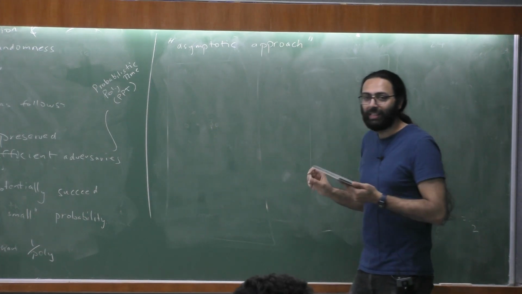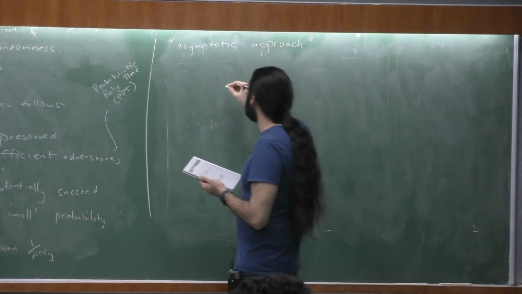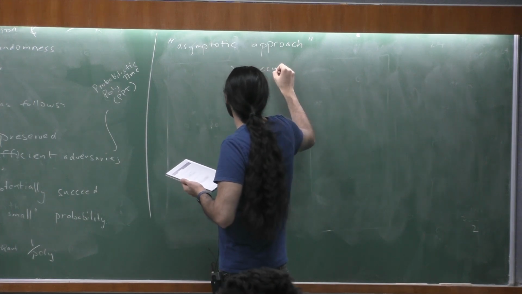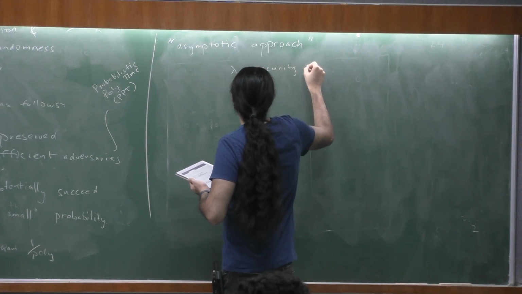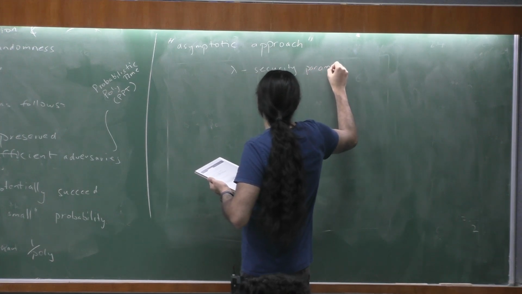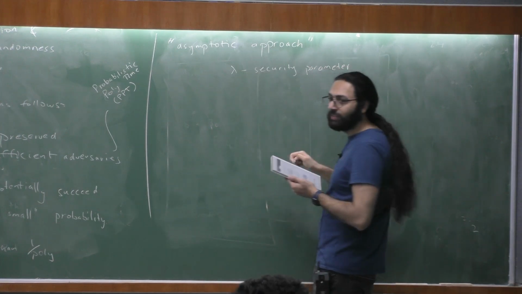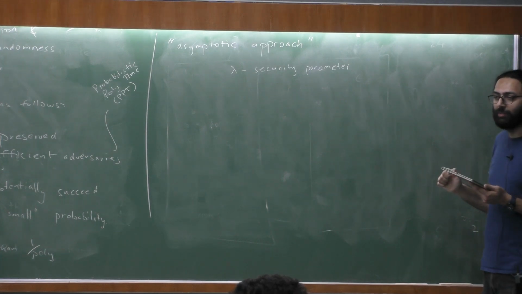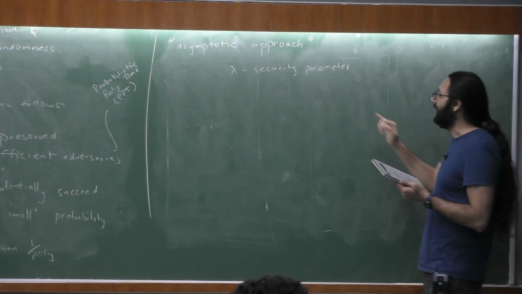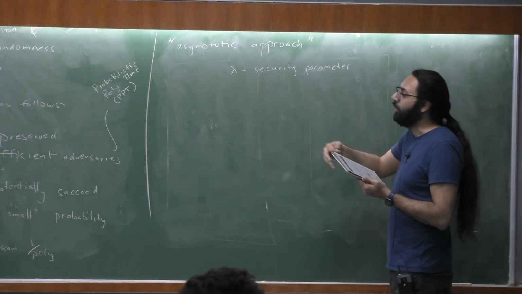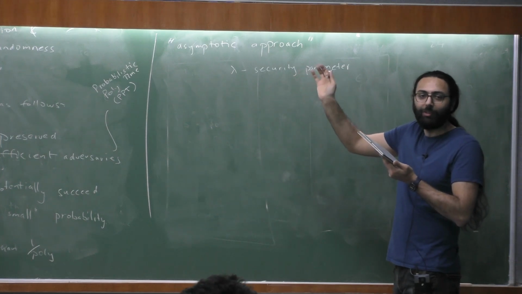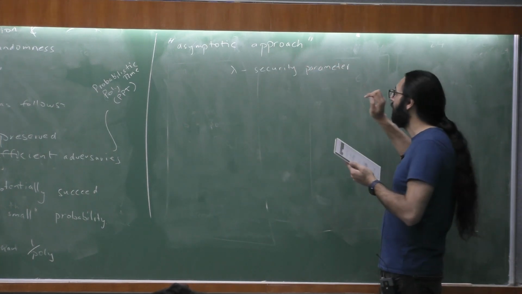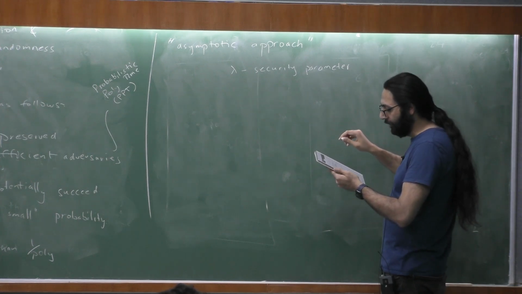Okay, so what the asymptotic approach says is that we'll assume that there is some lambda, which is the security parameter. Intuitively, you must have seen that when you connect to the internet, it says it has 128 bits of encryption or 256 bits of encryption and so on. So that's really the security parameter. How many bits, for instance? That's one way of thinking about it. How many bits of key, for example, that you're using? Okay, so that's the security parameter.